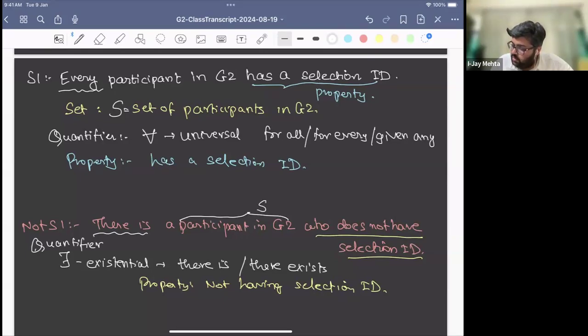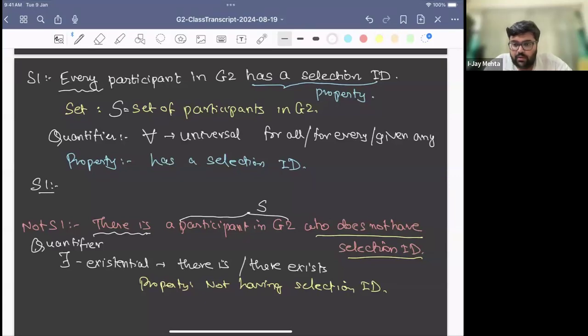Here there is an existential quantifier, right? And the property here was having a selection ID. The property in the negation is does not have a selection ID. Okay, so we can write this statement in terms of quantifiers. We have to use notation. Now we are writing S1 in terms of quantifiers. Can anybody help me? How do we write in terms of quantifiers?